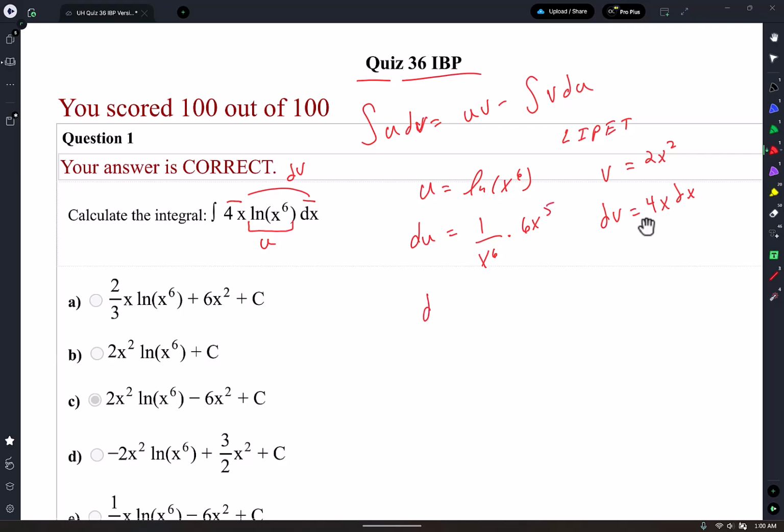Yes, you're right. We could have just moved the 6 to the front and we would have gotten 6 over x. See, five of these x's cancel out and you still have an x in the denominator. 6 over x. Whatever you think is easier.